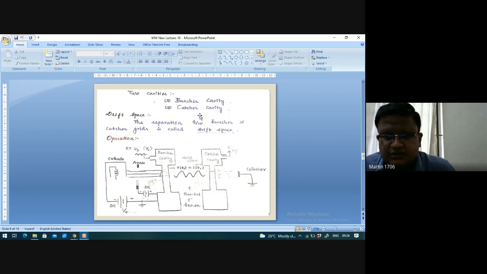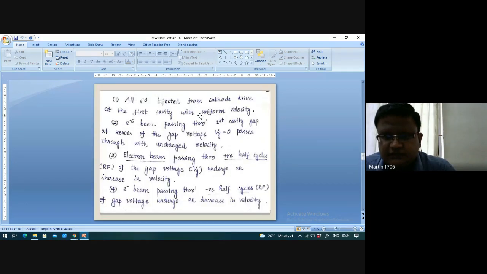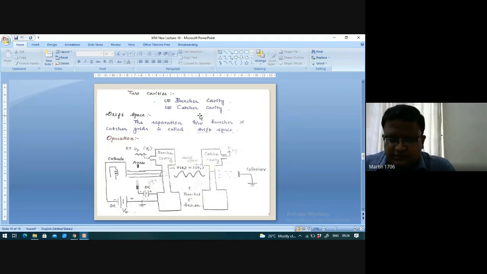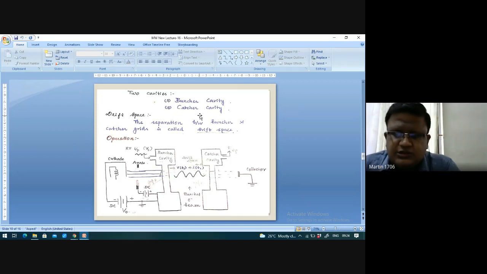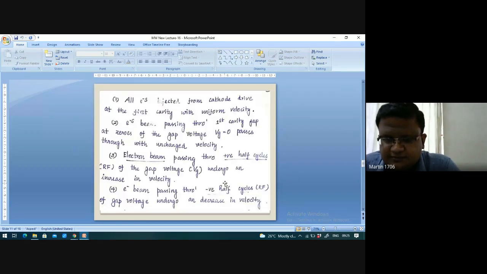Let me go with some technical terms like drift space. What is the drift space? The drift space is nothing but the separation between the buncher and the catcher. Which one is the buncher grid? This one is the buncher grid, and the catcher is this one. The space between these is nothing but the drift space.